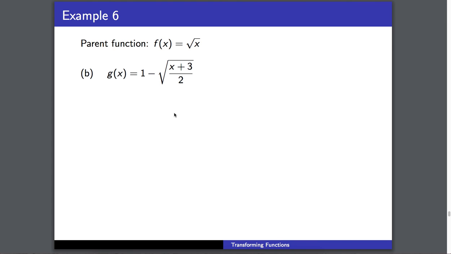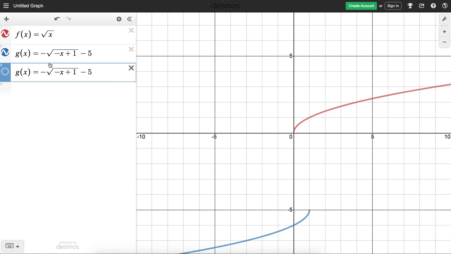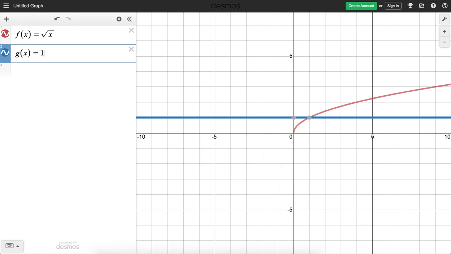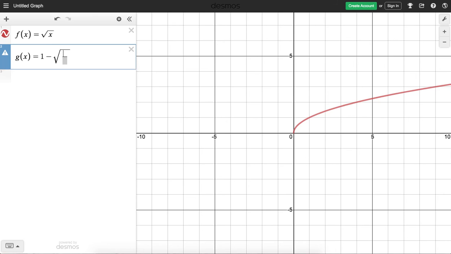All right, so our parent function again is the square root of x, and we have 1 minus the square root of x plus 3 all over 2. So let's see what that looks like. Hopefully I can remember this. 1 minus the square root of x plus 3 all over 2.